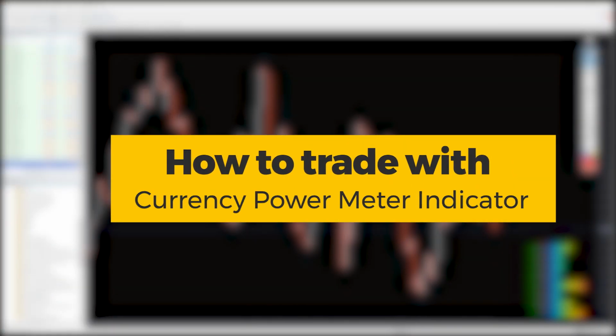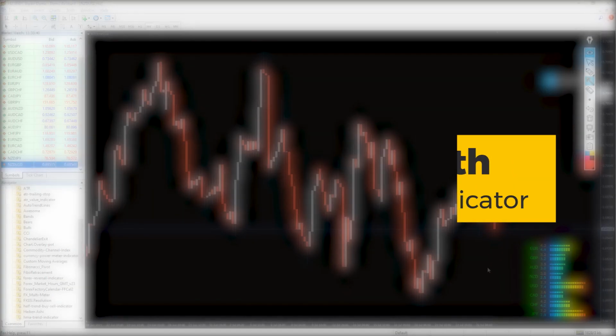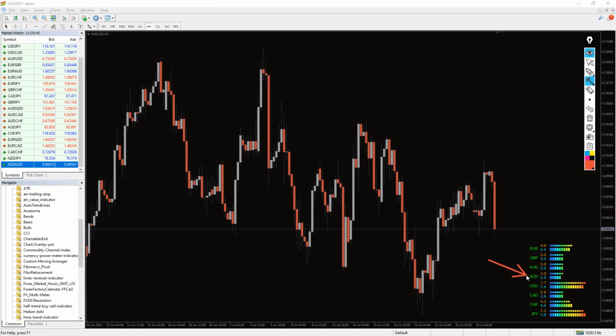So how to trade with currency power meter indicator? Just load the indicator and compare the strengths of currencies. Pick a strong and weak one. Then open the currency pair chart to look for trade entries using other forex analysis tools such as other indicators and market structures.